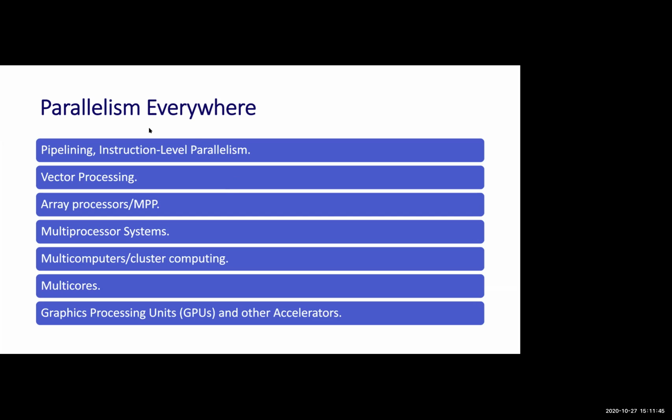Coming to parallelism, parallelism is everywhere. It can be achieved with pipelining, vector processors, array processors, multiprocessors, and heterogeneous systems like CPU with GPU, CPU with FPGA, CPU with VPU. It can be done in several ways, with multi-cores, multi-computers, and the graphics processing unit. With all this you can enable parallelism to run your applications.